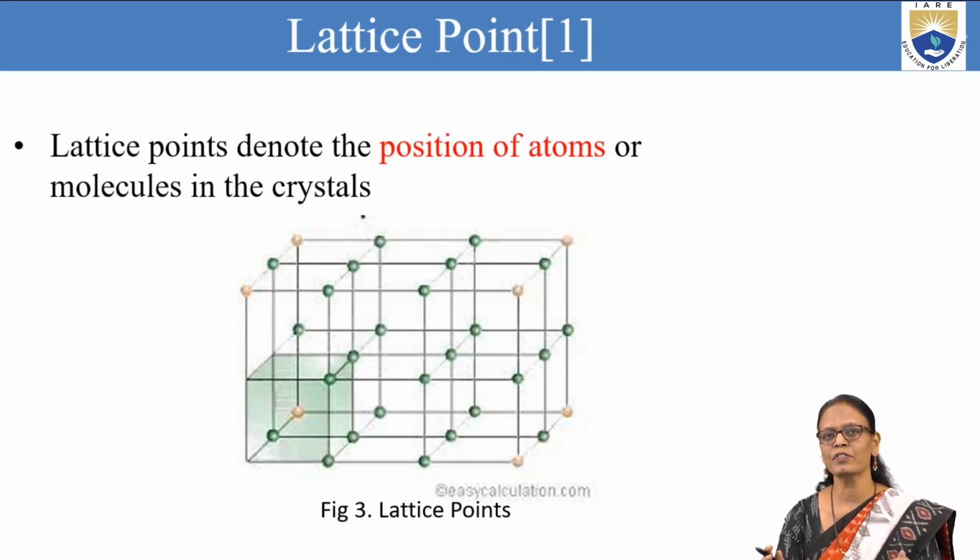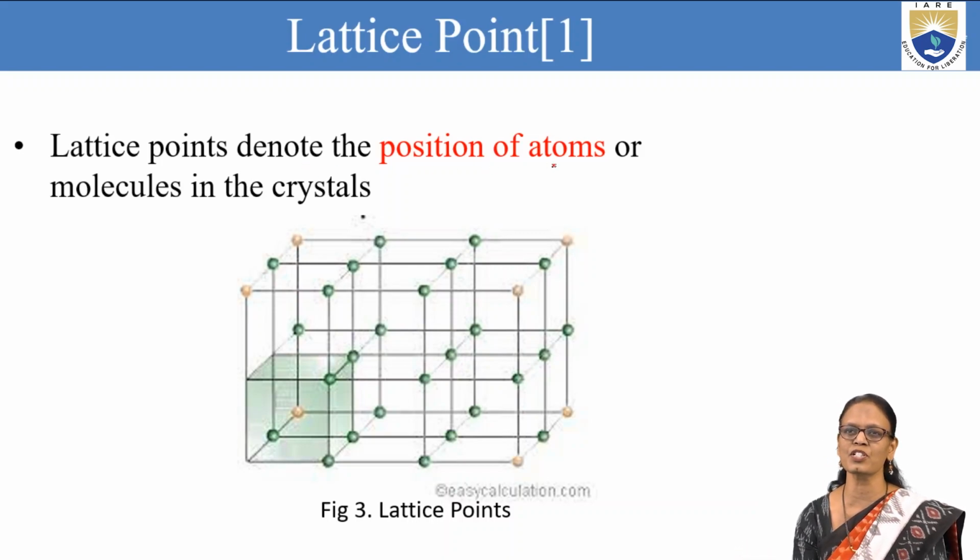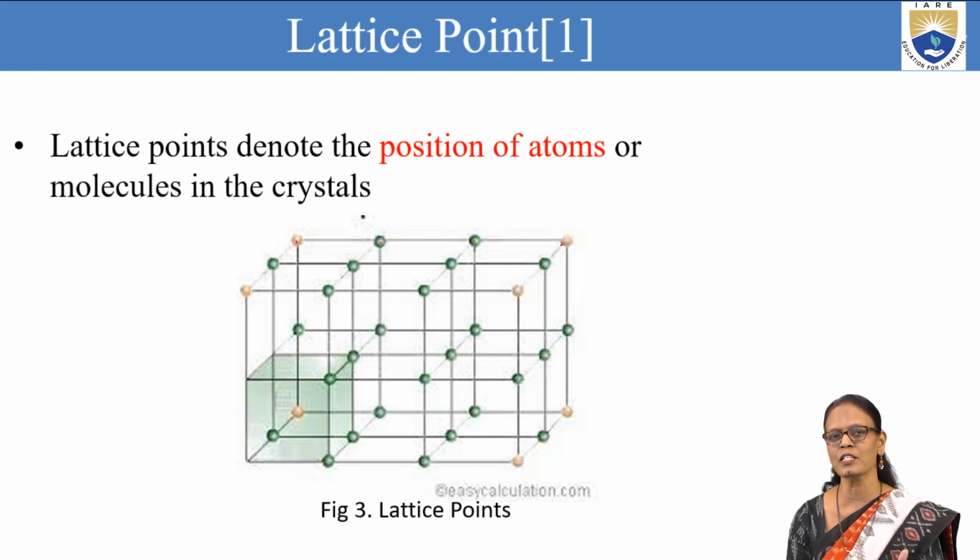Now, if you have to define what a lattice point is, the simplest definition is that it denotes the position of atoms or molecules in a crystal. Take the example of this crystal here. There are atoms at these positions, and the positions of the atoms are denoted by points, and we call them lattice points. So, lattice points always denote the position of atoms or molecules. Molecules are groups of atoms in a crystal.